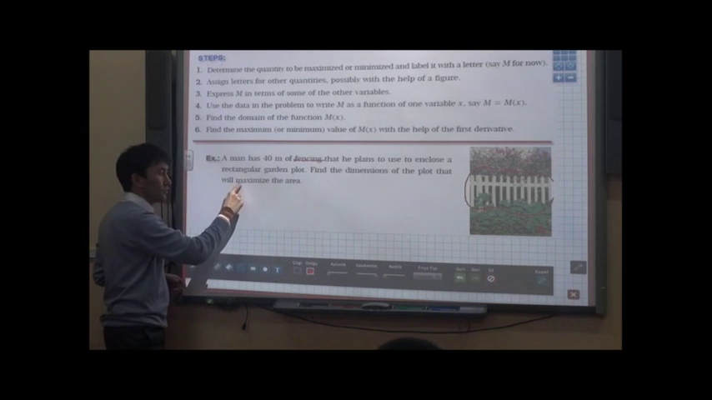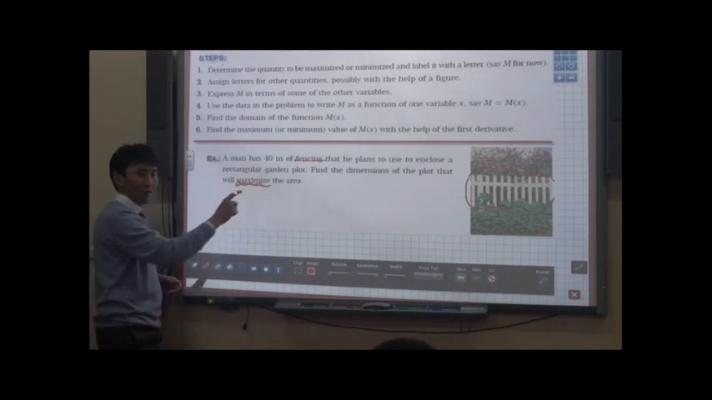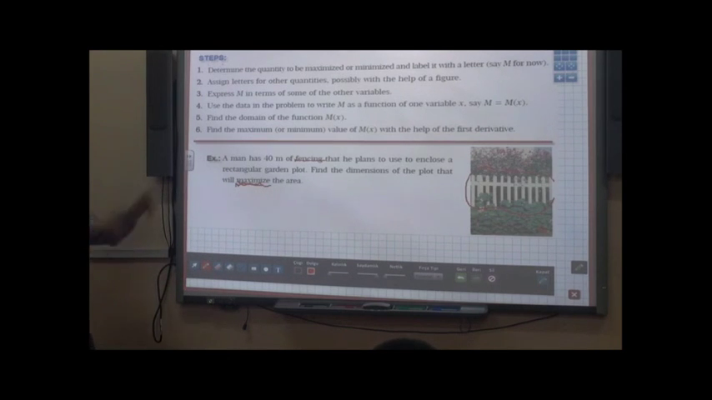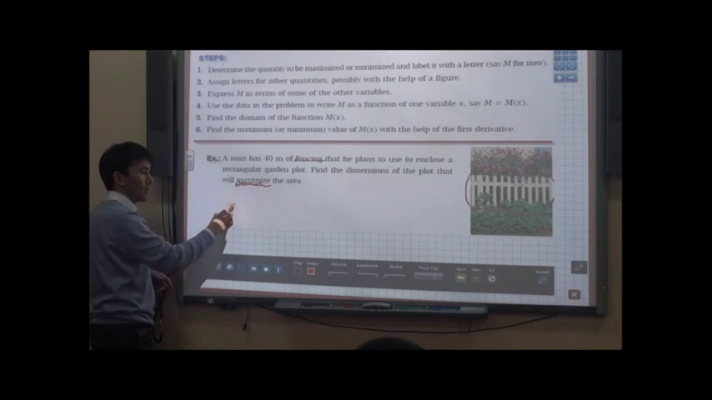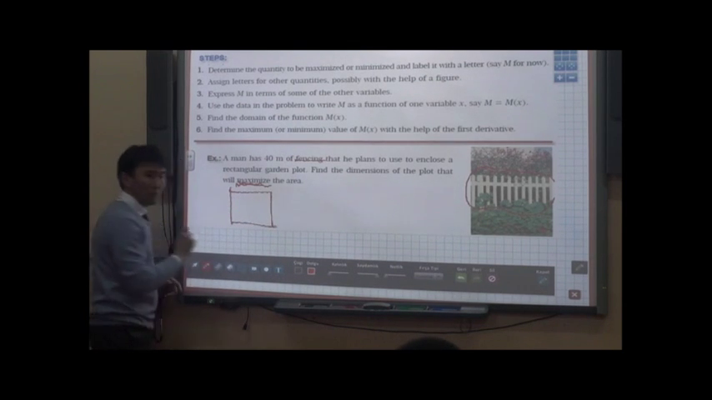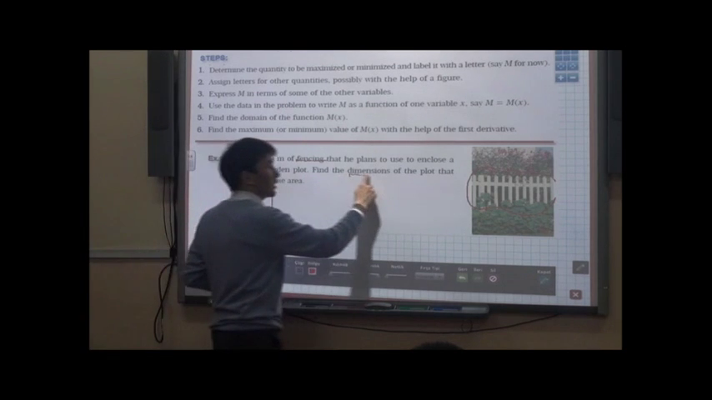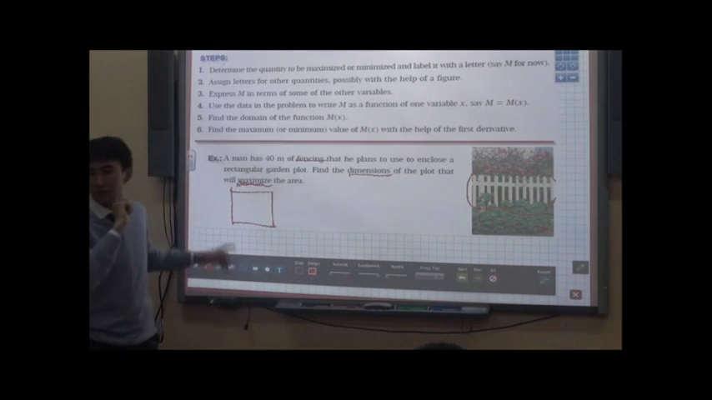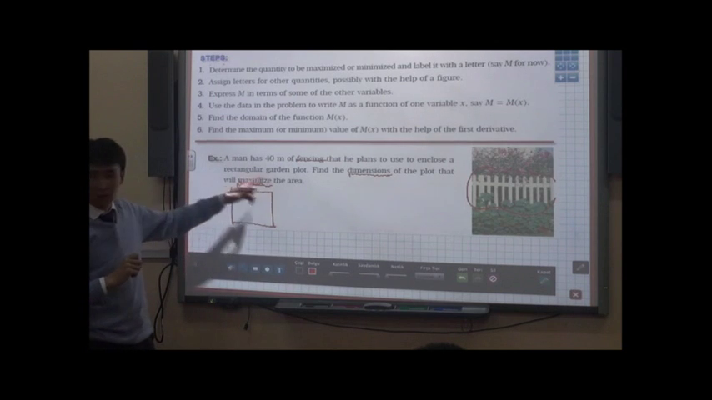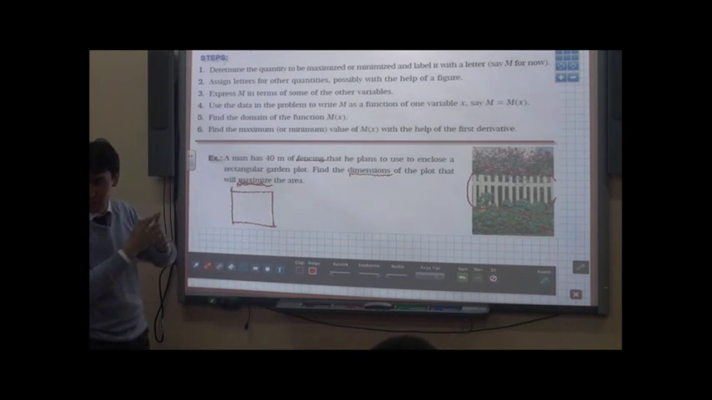He wants to maximize it. He's very clever, yeah? He wants a bigger area. He wants to maximize that area. That's why now we are going to help that man. We are going to help that man to say the dimensions of this rectangular shaped garden that will maximize his area.